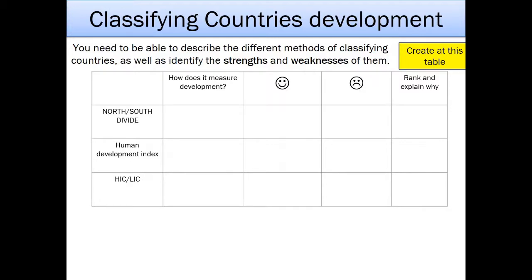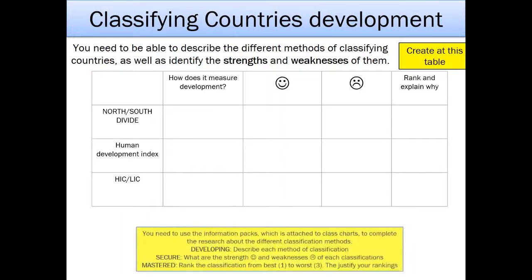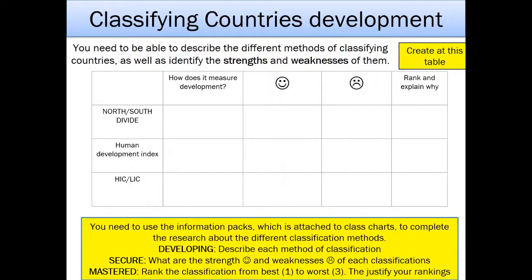Okay, now I've given you a bit of time there to create the table. I want to go through the task that you're going to complete using this table. So using the information packs, and this is attached to ClassCharts, complete the research about the different classification methods. So for the developing task, can you tell me how each classification measures development? For secured, can you look on the information sheets and look for the strengths and weaknesses and add that to your table? And to keep it a bit easier, I've labeled the strengths and weaknesses on the information sheet with a smiley face for the strengths and a sad face for the weaknesses so they can link to your table.